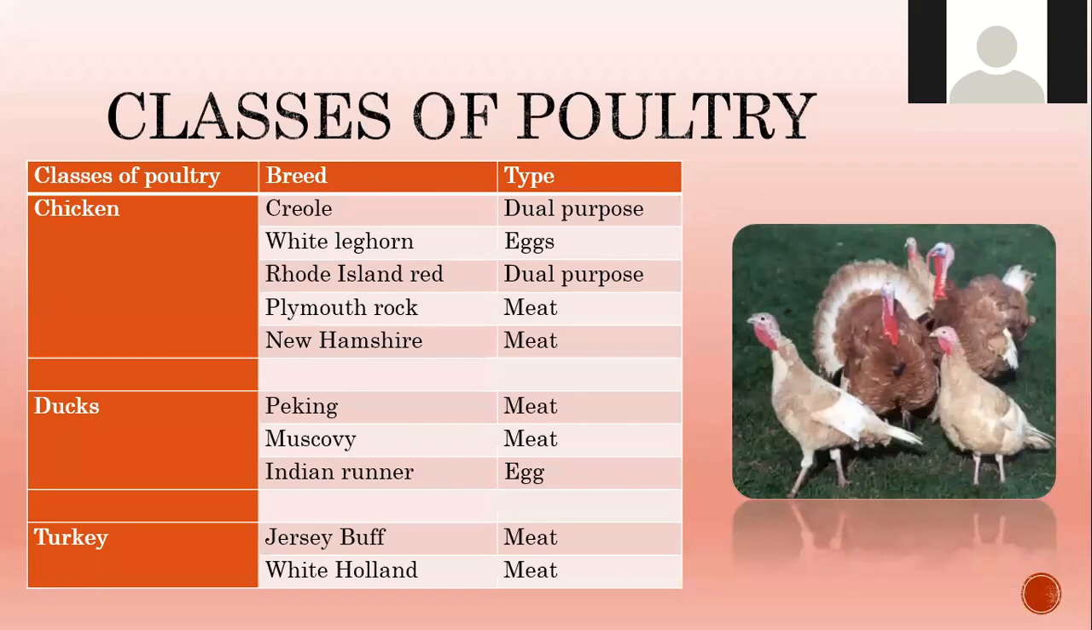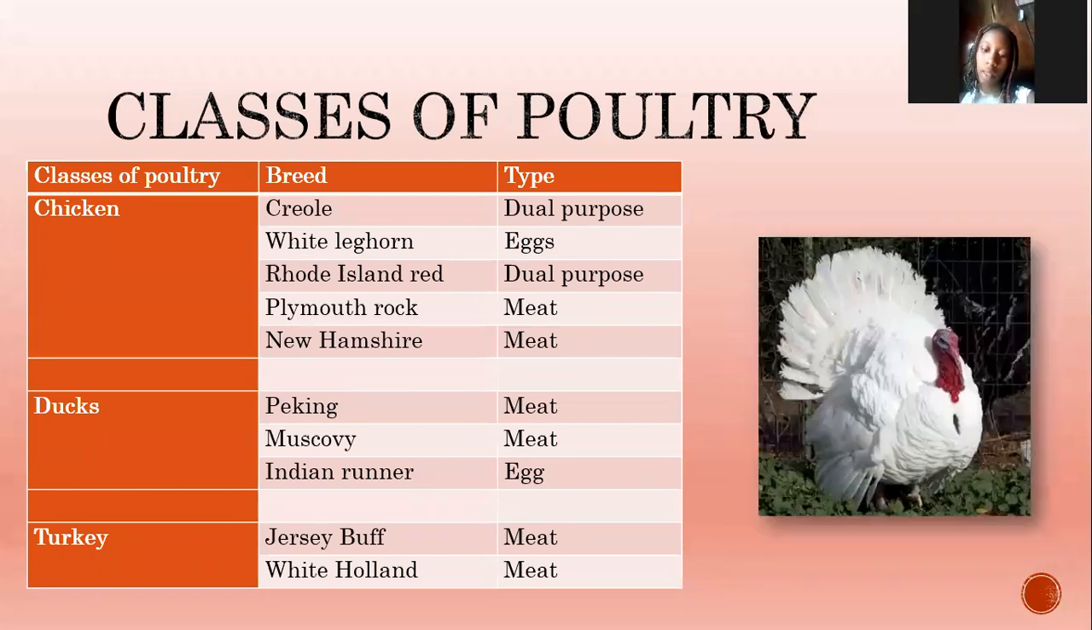Then we have the turkey. We have Jersey Buff. It's a bit of a funny name. They're reared for their meat. And then we have the White Holland. These are reared for the meat. So what you need to remember from all of this is the breed and the purpose of them.